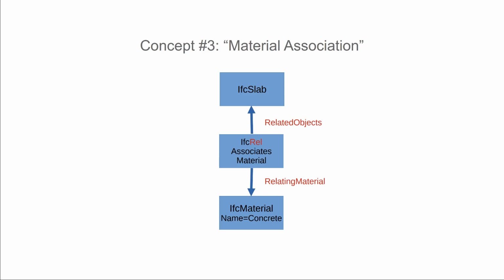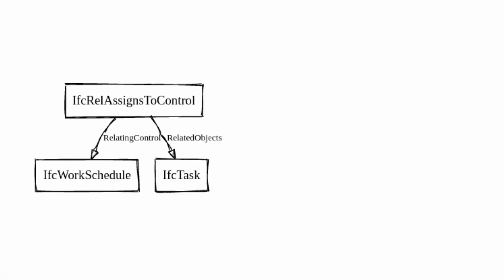And there are a lot more concepts which we can't cover in detail, but we'll skim over a few just to get an idea of what's possible. So here's a simple concept which describes how a work schedule can contain tasks. And this has applications both in construction sequencing as well as facility management. In construction scheduling, a work schedule is a collection of tasks that must be completed over a specific time frame in order to reach the final deliverable for the project, such as constructing and commissioning a building.